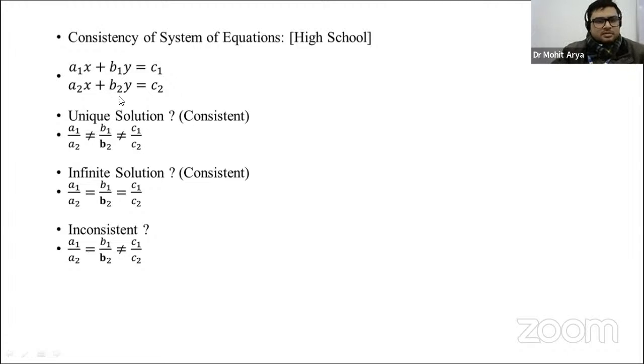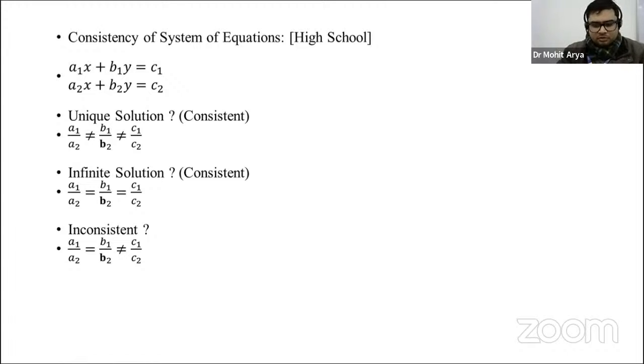Then the system of equations will have infinitely many solutions, which means the system of equations will be consistent if a1 upon a2 equals b1 upon b2 equals c1 upon c2. But the system of equations will be inconsistent, meaning it will not have any solution, if a1 upon a2 is equal to b1 upon b2 but not equal to c1 upon c2. So this is a 10th class concept.